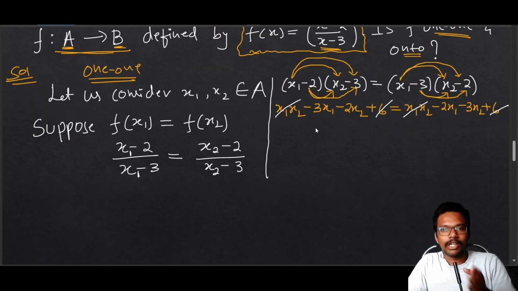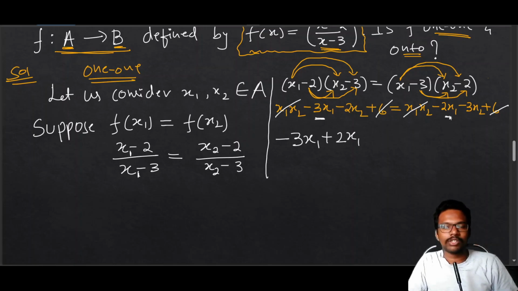we have to find whether x1 equals x2 or x1 not equals x2. So I am transferring all x1 terms to one side and all x2 terms to one side. Here I have minus 3x1, so I am writing minus 3x1, and again I am searching for x1. On the right side I have minus 2x1, so I transfer this minus 2x1 to the left side, and it becomes plus 2x1.